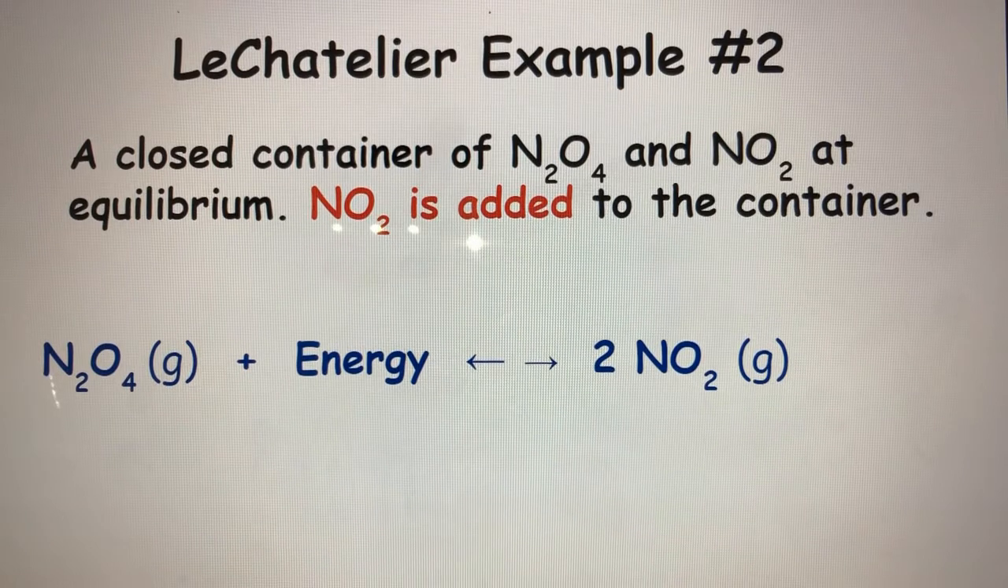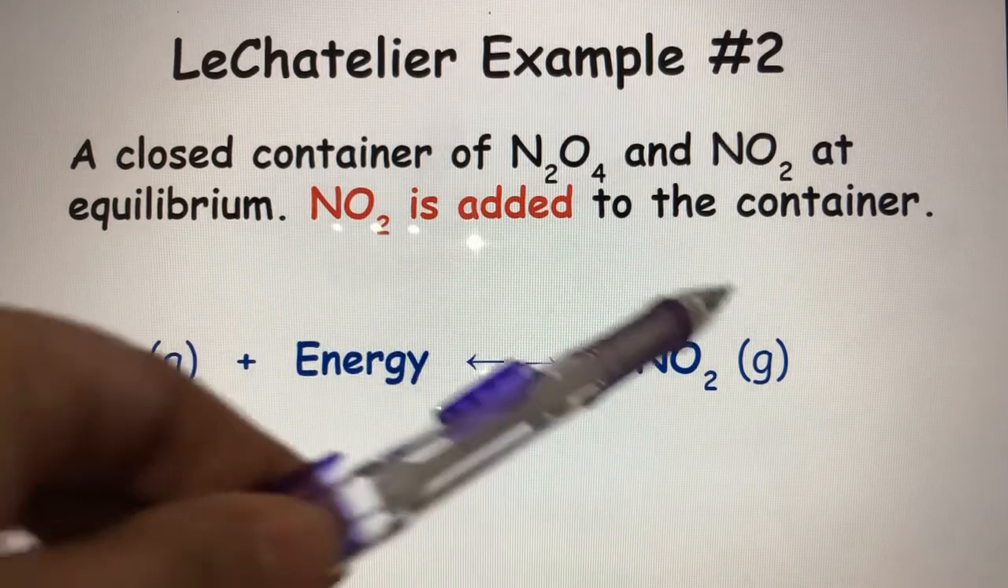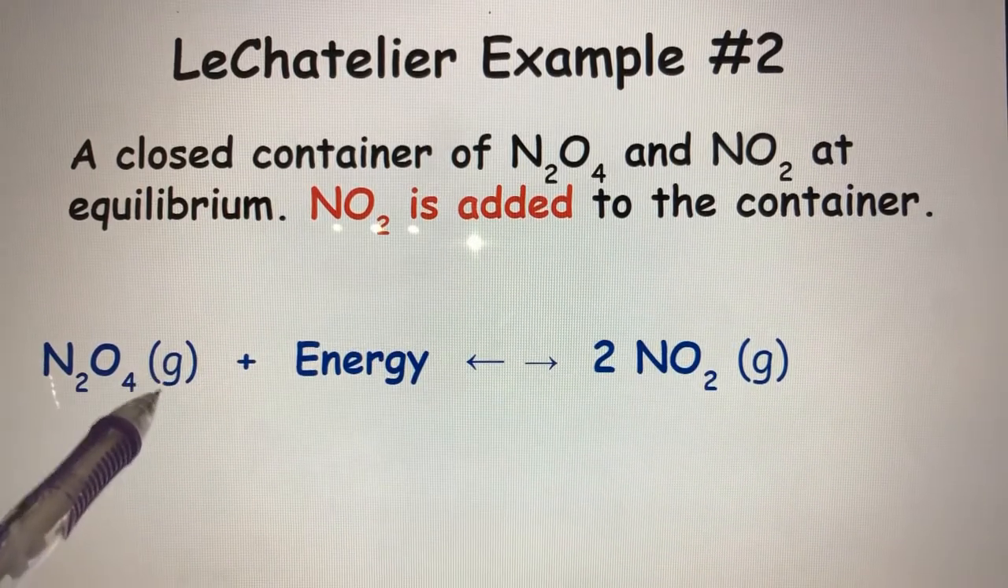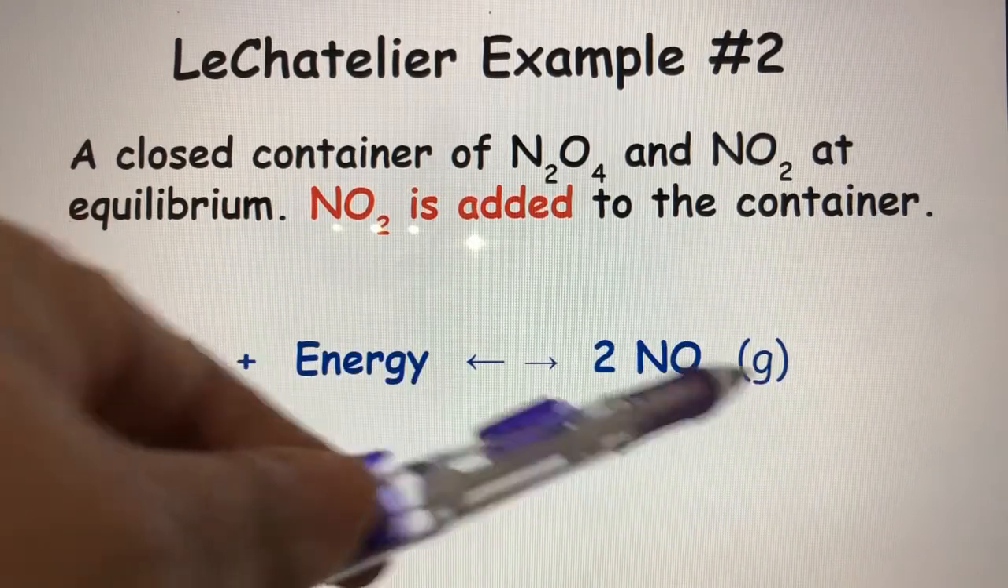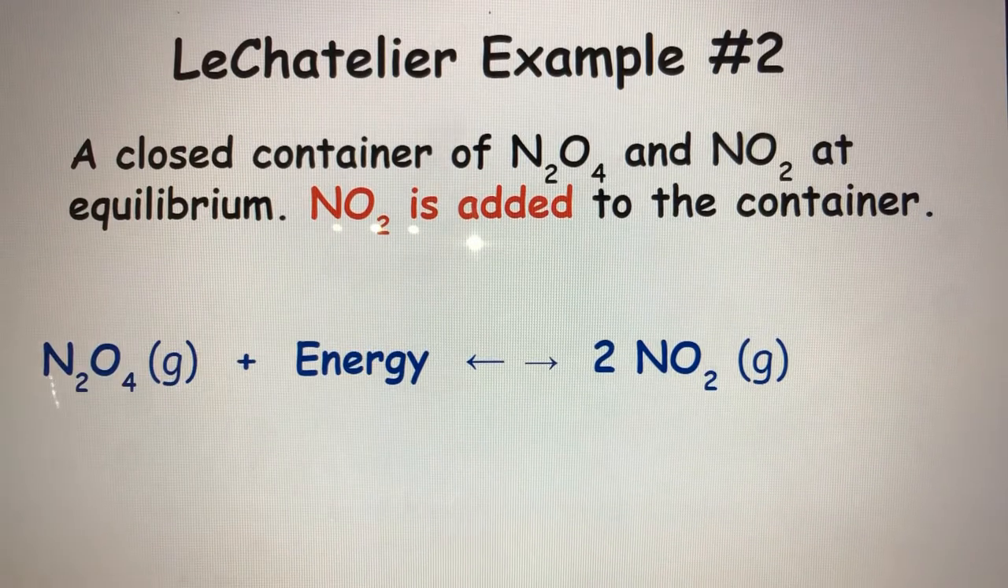Everything that appears in here in the video needs to be in your notes that you're submitting, so I can see how you are getting to the answer. Okay, remember the G's after this just stands for the states of matter. So this N2O4 is in the gas phase. NO2 is also in the gas phase. All right, it says NO2 is added to the container, which is this.